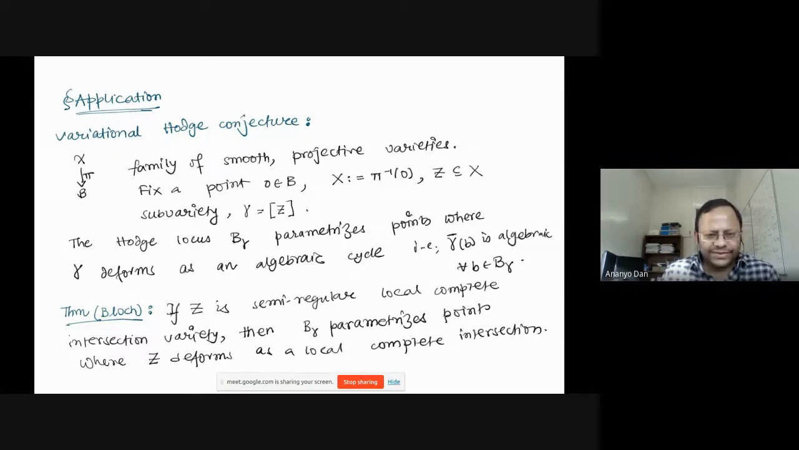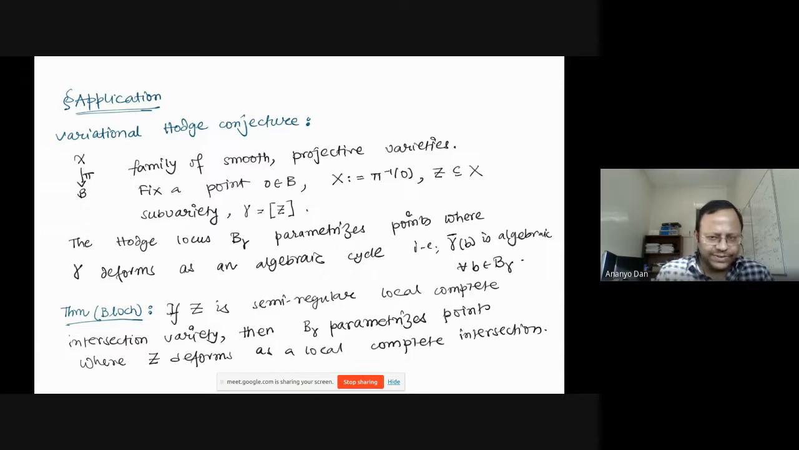If I have a family of smooth projective varieties, I do the same setup as before: I have a base point, I look at the fiber over the base point, which I call X, and I look at a subvariety in X, and then I look at the cohomology class of that subvariety. Then similarly, I can look at the Hodge locus. We can look at it in a very small setup as well.